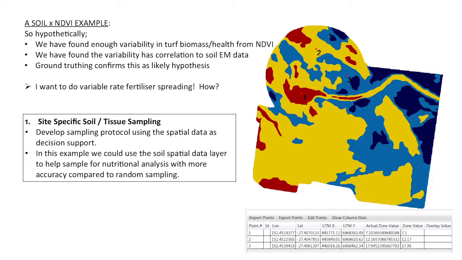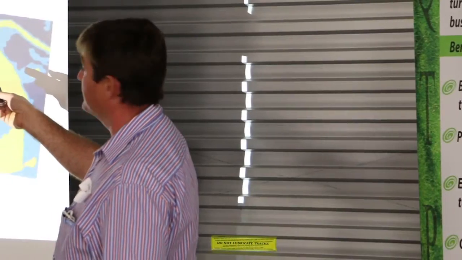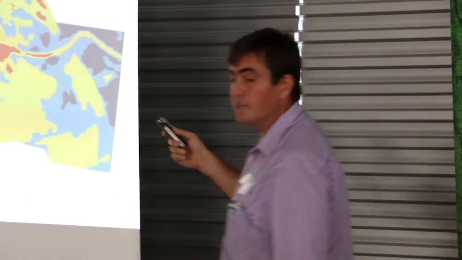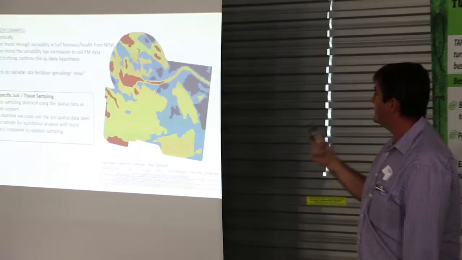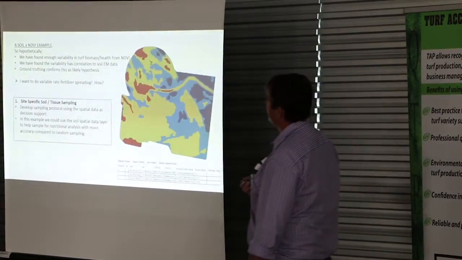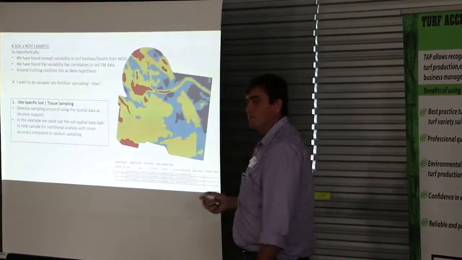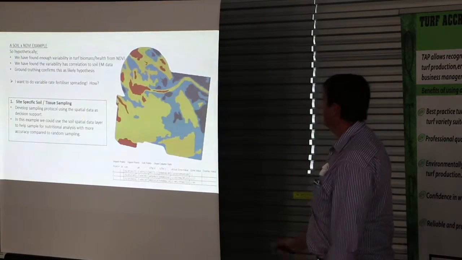We've gone and ground truthed it. We've found that the variability, hypothetically, has correlation with the soil EM data. So we're feeling confident that soil type change is affecting the turf. We've done our ground truthing. Now I want to go variable rate spreading. Here you go, how I'm going to do it.